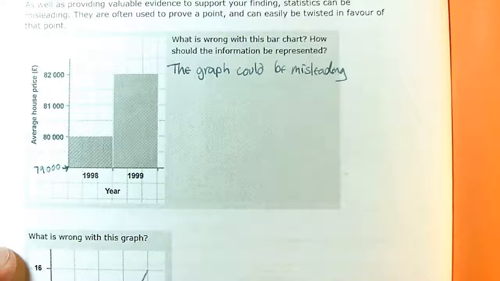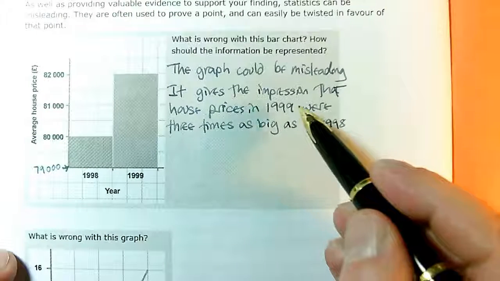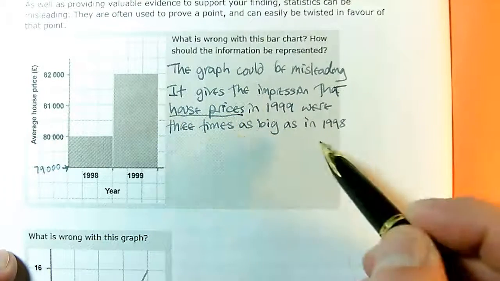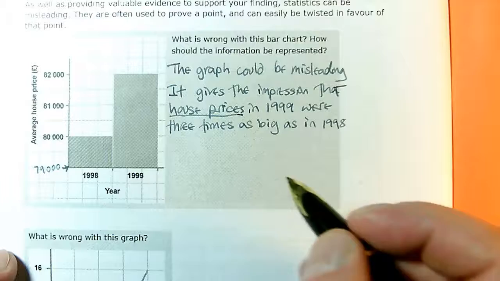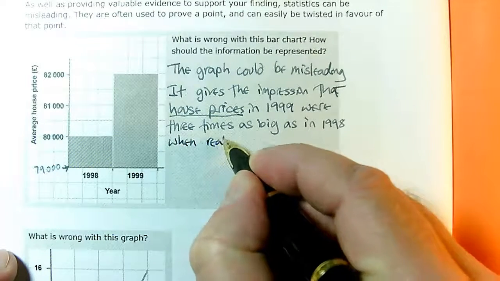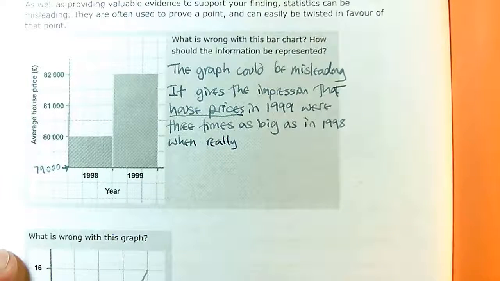So how do we express all of that? Well, we've got to do 2 things. Firstly, we've got to describe the misleading effect that could be given and what the true situation is. So here's the impression we get, that house prices, notice we're in context, in 99 were 3 times as big as in 1998, when really, so we contrast the effect that's given with the real situation.